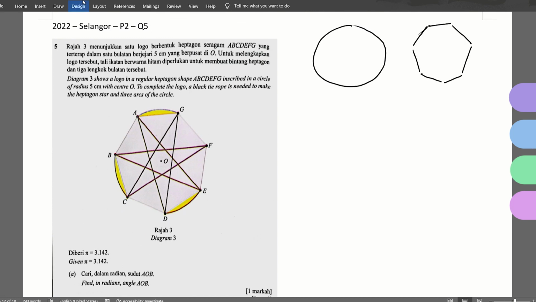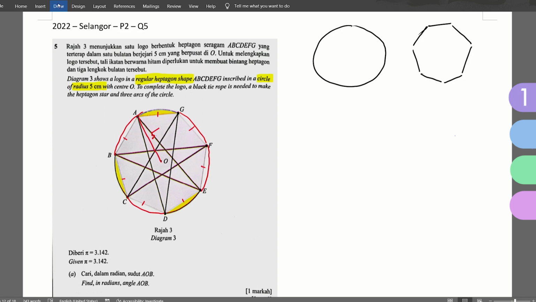So let's go into step number 1 first, which is to highlight the important points. The first important point would be this. We have a regular heptagon shape. Regular here means all the sides of the heptagon are the same. And this heptagon is inside a circle with radius 5 cm. If I draw it out, it will be something like this. In this circle there is a heptagon, and this circle has a radius of 5 cm.